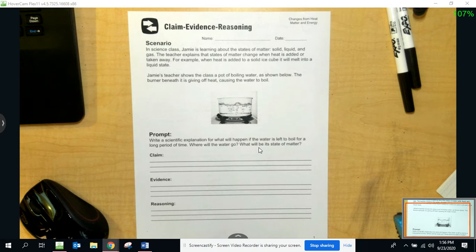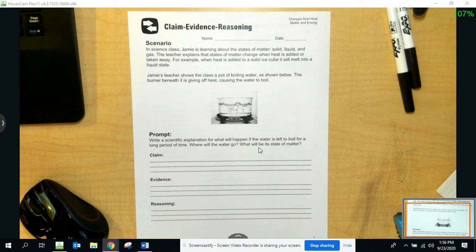How can you tell when water is boiling? Imran? When it bubbles. When it bubbles. What are the bubbles? Imran? Water vapor. Water vapor. So as that water starts to heat up, we're starting to get the water.